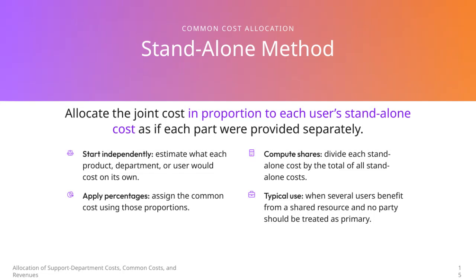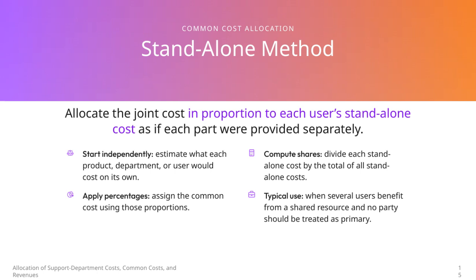The standalone method allocates joint costs by looking at what each user's costs would be if they were operating independently. First, we start by estimating each product, department, or user's standalone cost, as if they were functioning completely separately. Then, we calculate each party's share by dividing their individual cost by the total of all the standalone costs combined. Finally, we use these percentages to assign the common cost proportionally.